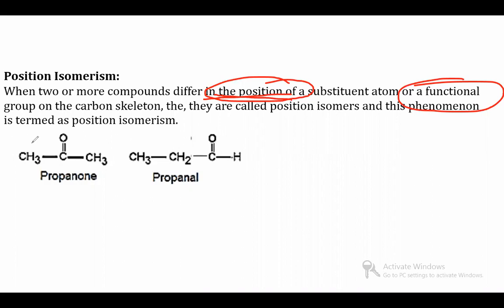Okay, so you can see the compound names. 1, 2, 3. 1, 2, 3. Normally what they give is the IUPAC name itself. 1, 2, 3.